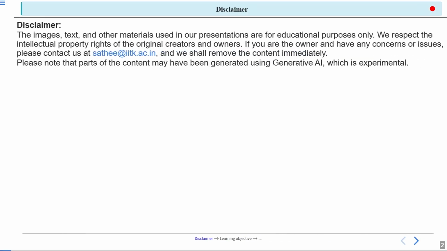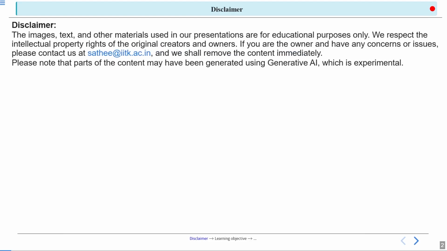So today we are going to discuss electromagnetic waves NCERT example. So this is the disclaimer.